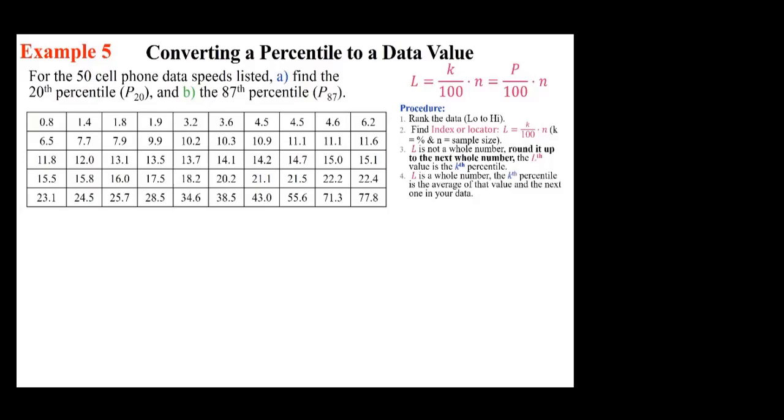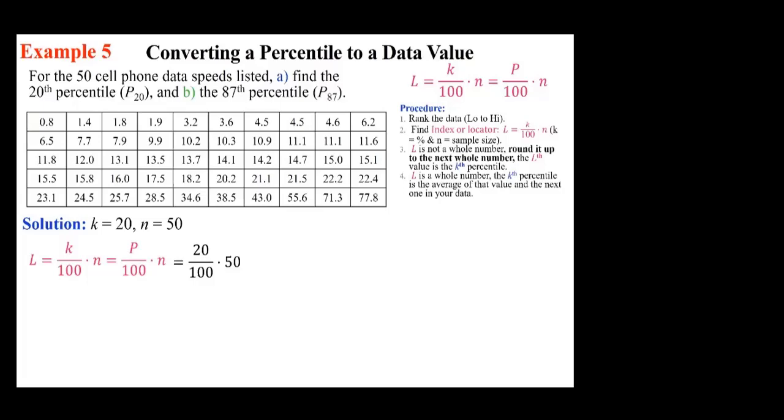Again, this is something that statisticians have come up with. They don't agree on that 100%. That's why sometimes you see that 0.5 being added. So having said that, K is 20, N is 50. So you really have 0.2. The 20th percentile is 0.2, if you will.